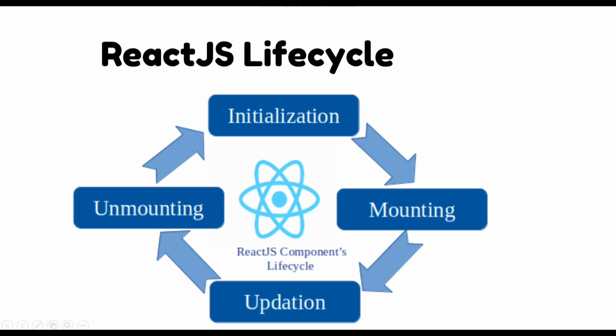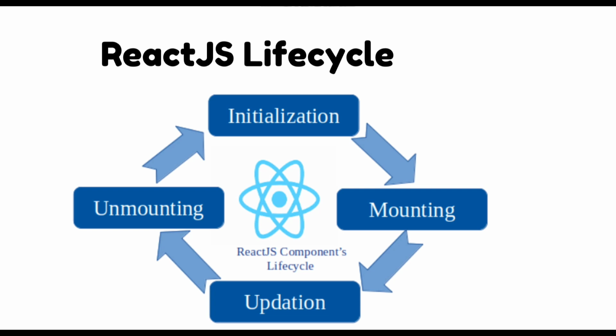Next one is updating, the phase in which a component is being re-rendered as a result of changes to either its props or state. Same as in mounting, getDerivedStateFromProps can be used to update state based on props. shouldComponentUpdate allows you to control whether a component should re-render or not. It returns a boolean. If true, render is called again to re-render the component.